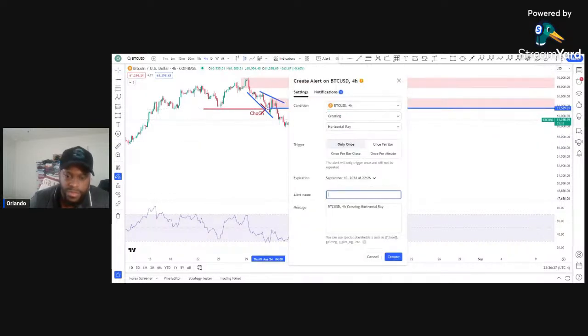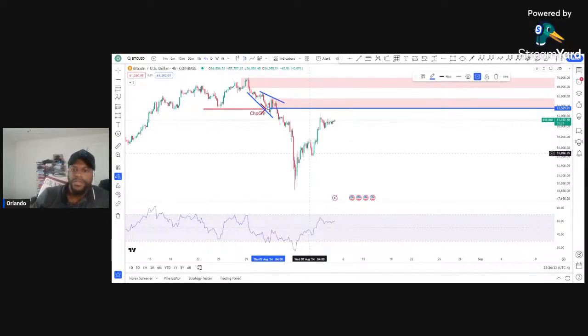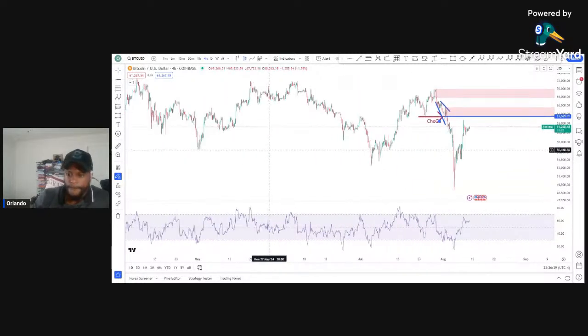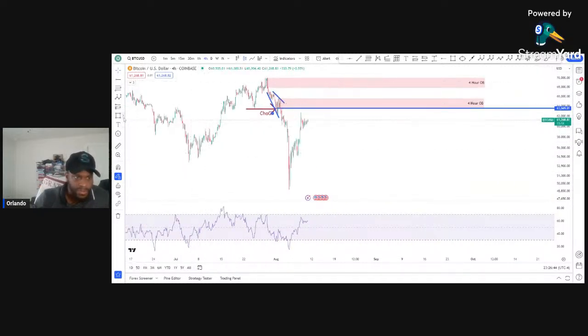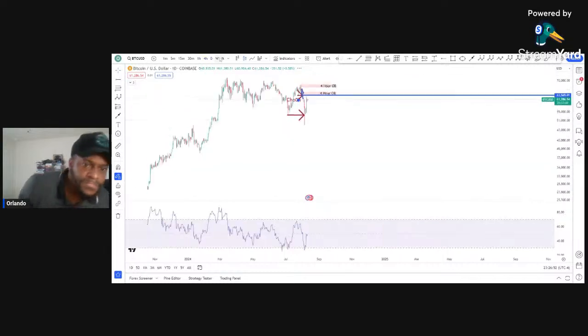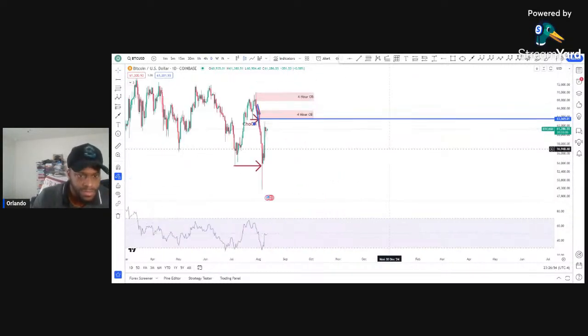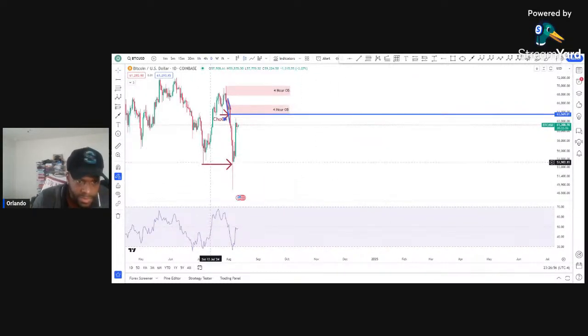So Bitcoin H4 supply zone. All right, boom. That's all I can do. And so this would be a reconstruction. Let me see. Trying to really mark it on the table.